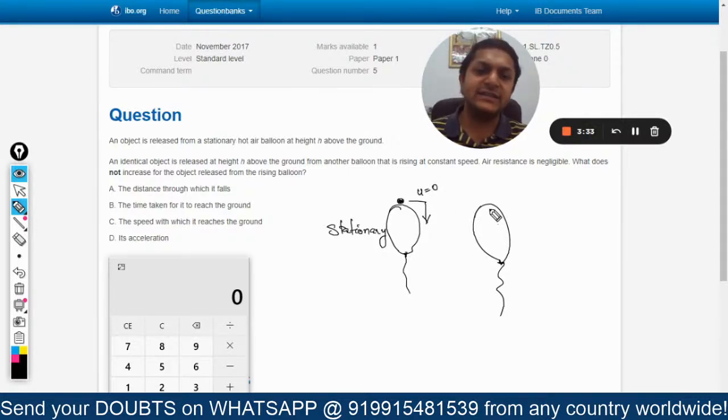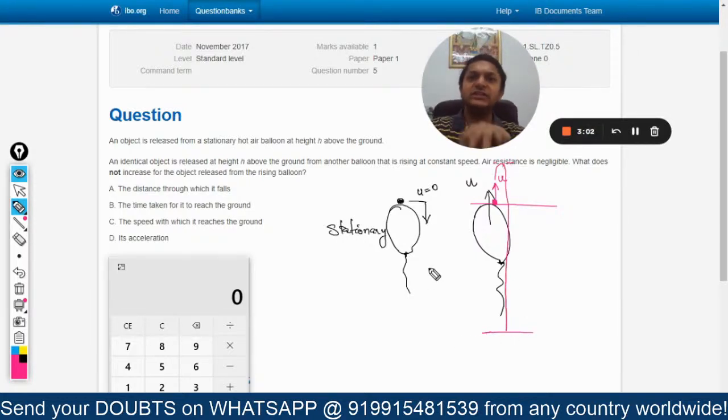But in the second case, the balloon is rising up with certain velocity, let us say u, and there is also a stone here. So this stone is having an upward velocity u now, and it is thrown up with the velocity u. So it will first go upside, and then it will reach the zenith point, and then it will fall to the ground. So this is the complete description of this thing. So what does not change?